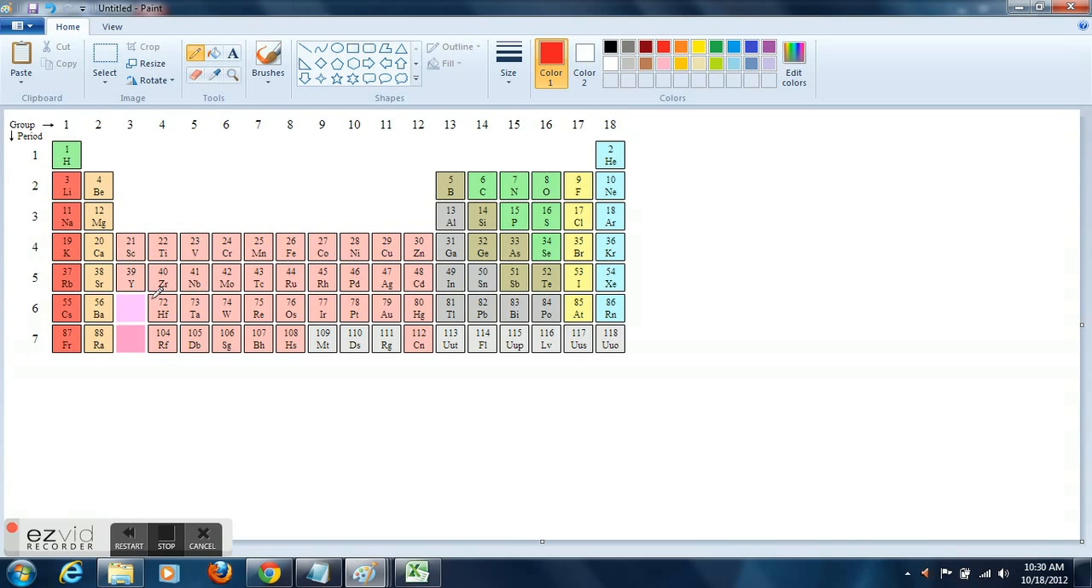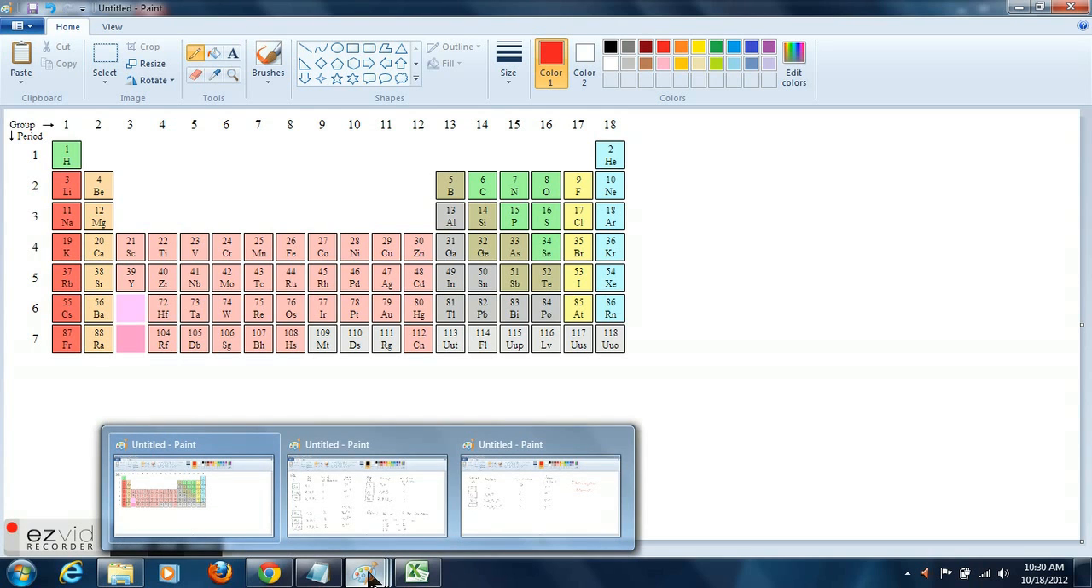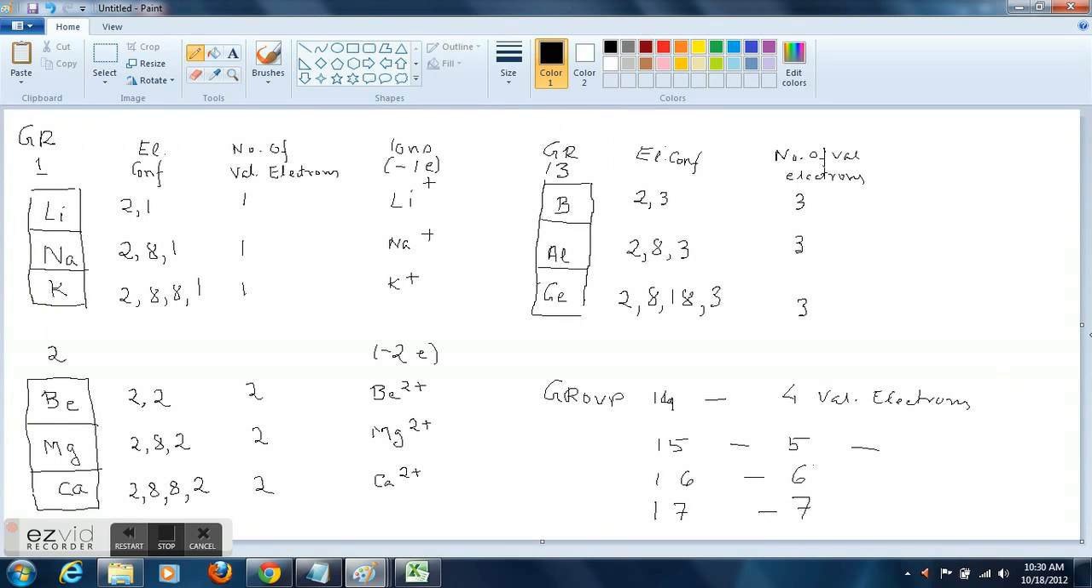Now we will study each group individually. Let us start with group 1, leaving hydrogen apart, because hydrogen can be placed in both group 1 and group 17, even though it has a lot of properties similar to elements in group 1. Let us start with group 1 elements, starting with lithium: lithium, sodium, potassium. The electronic configurations are 2,1, 2,8,1, 2,8,8,1. So you can see all these elements have one electron in the outermost valence shell.